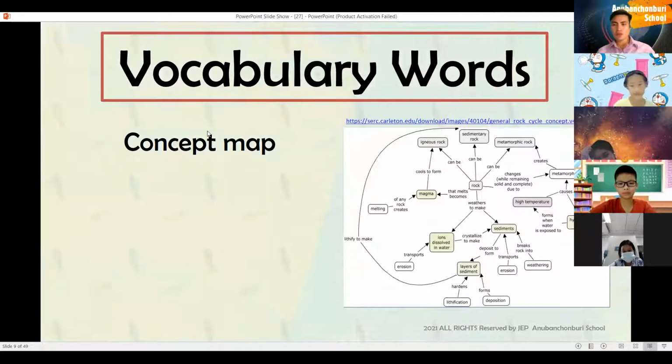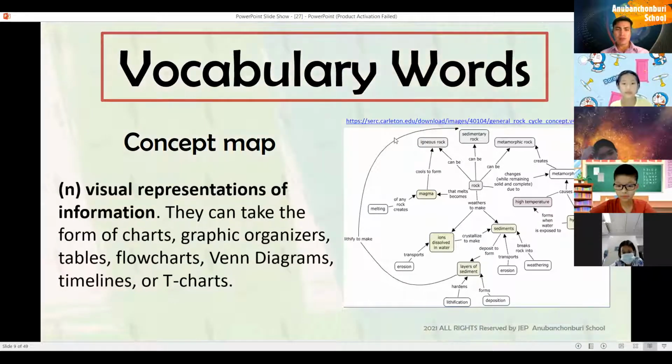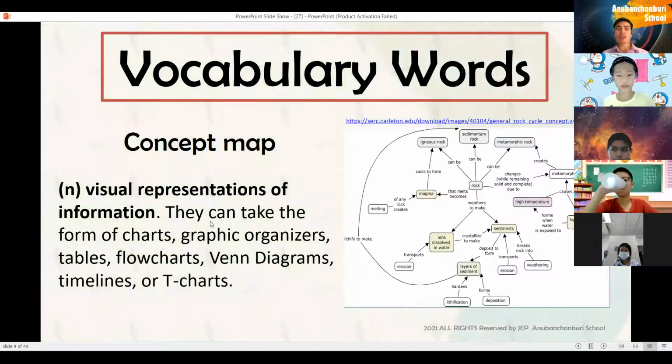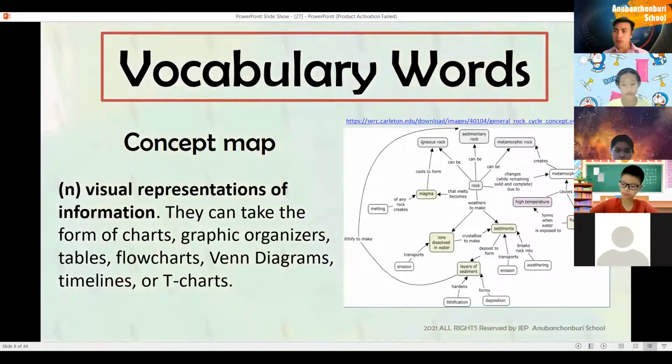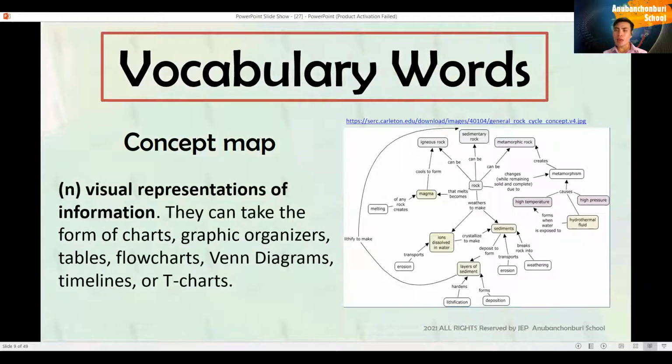Okay, so let's start with the first word here. Can you see the concept map right here? A concept map is a visual representation of information. They can take the form of charts, graphic organizers, tables, flowcharts, Venn diagrams, timelines, or T-charts. So the one that I'm showing you here, I want you to take a look at it very carefully. This is the three types of rocks. Rock can be igneous, sedimentary, or metamorphic.